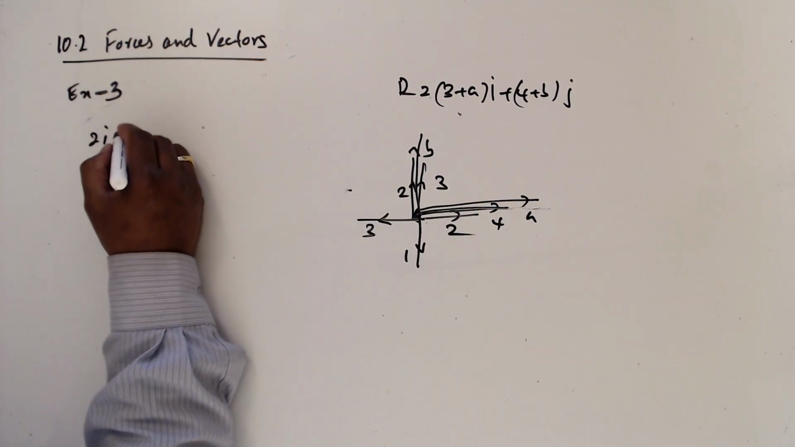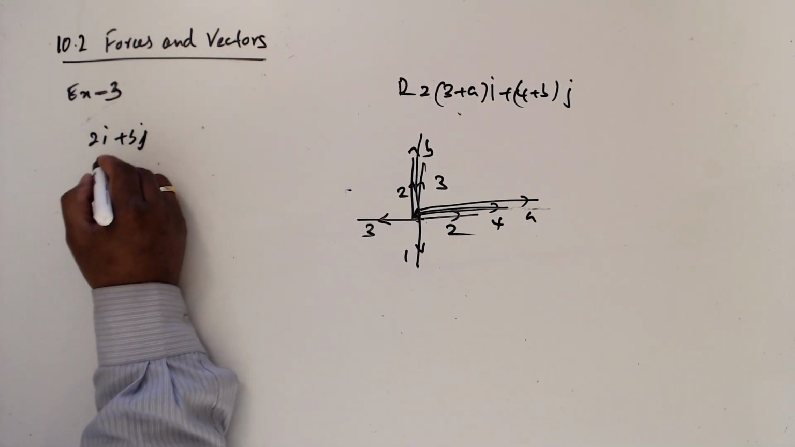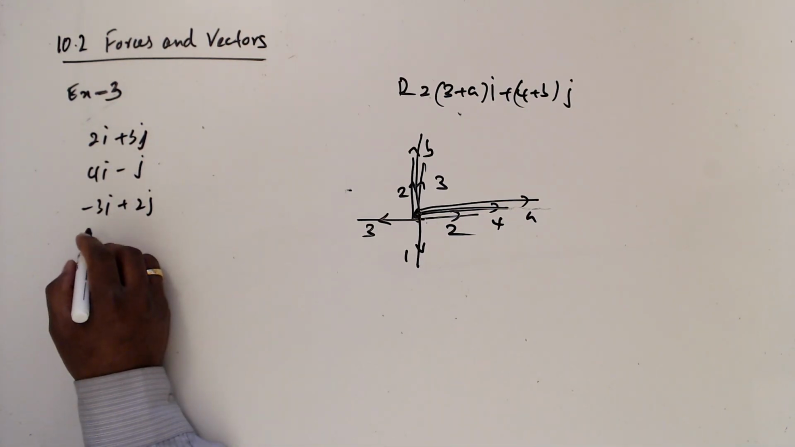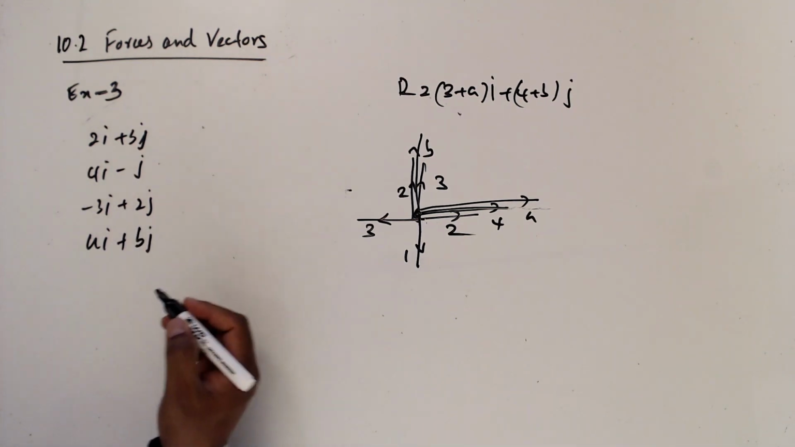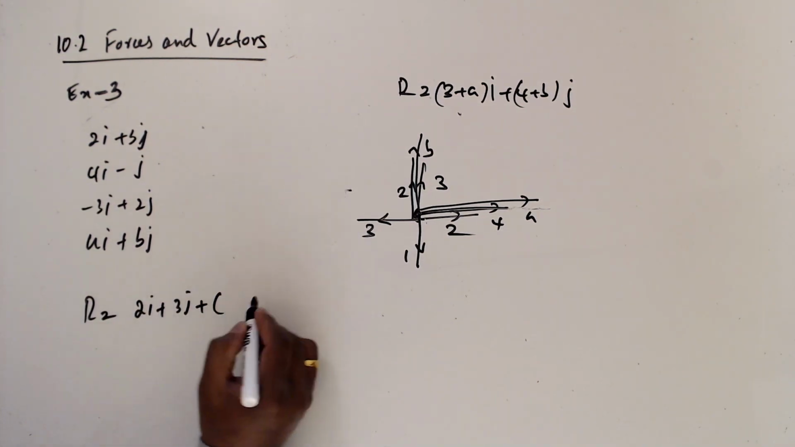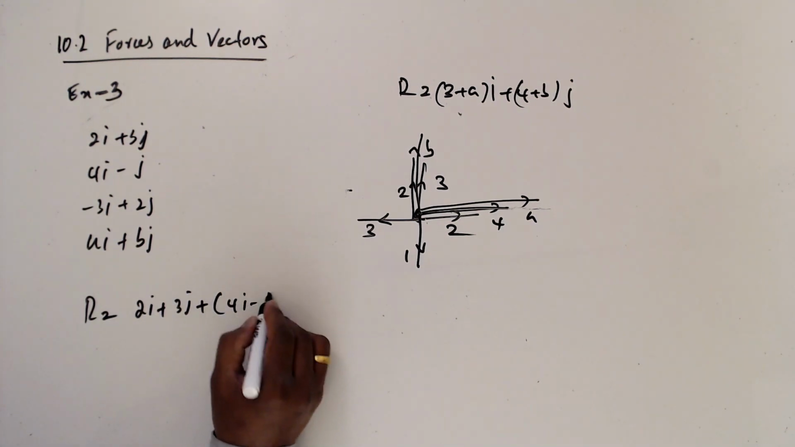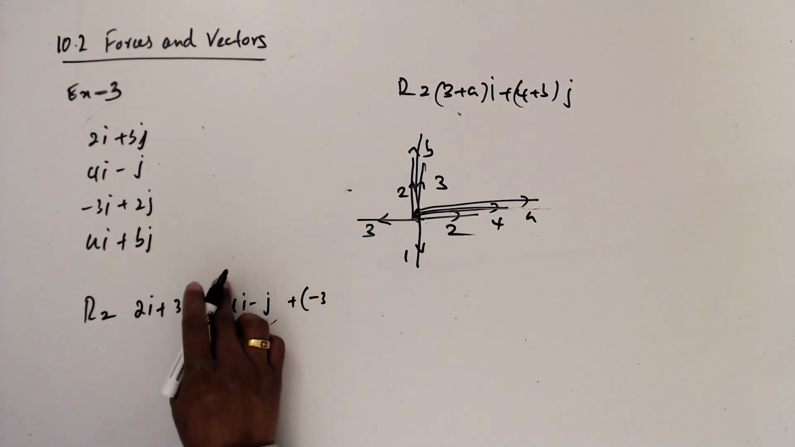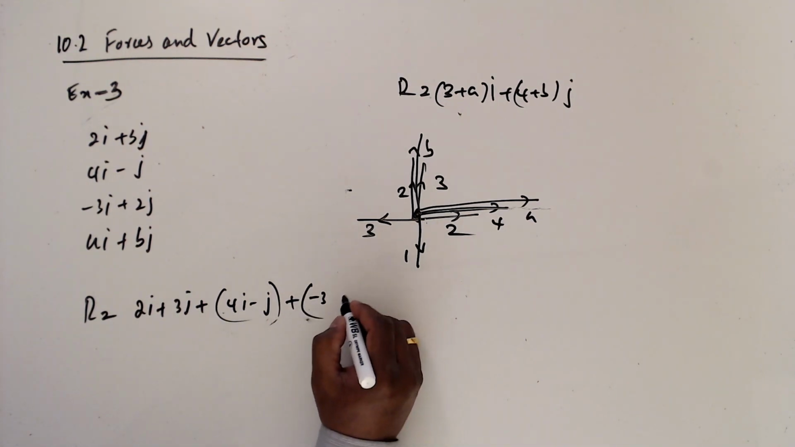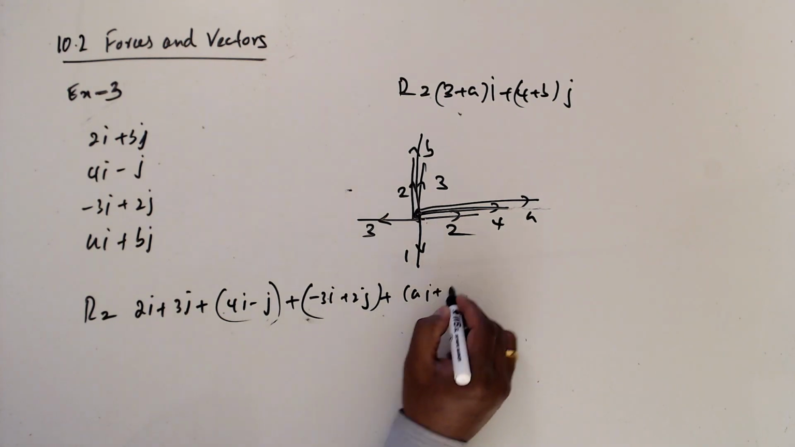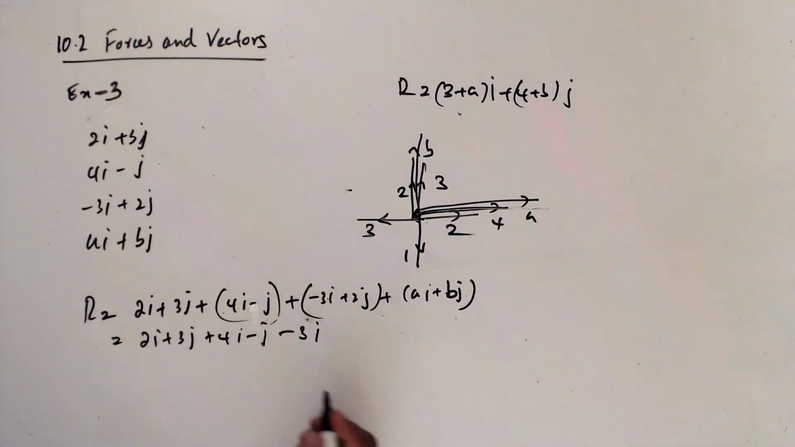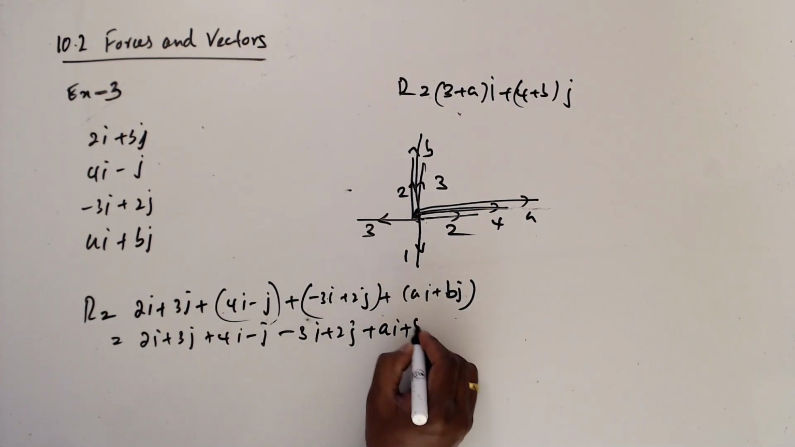For you to understand, 2i plus 3j is given, and 4i minus j, and the next one is minus 3i plus 2j, and the other one is ai plus bj. So we need to find the resultant force. So R equals, we want to add 2i plus 3j plus 4i minus j plus minus 3i plus 2j plus ai plus bj. You don't really need the brackets, but for the safe side.